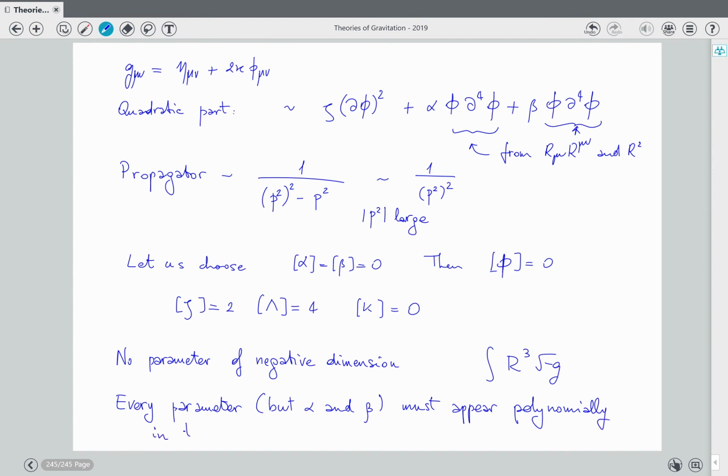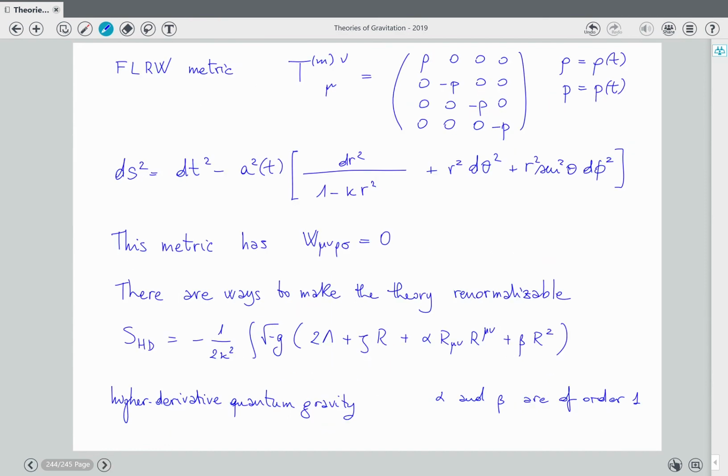In the counter terms, but alpha and beta. Why? Because check the propagator. The p to the 4th terms have coefficients alpha. The p squared terms have coefficient zeta, alpha or beta. And then you repeat the argument the other time. If you differentiate a propagator with respect to zeta, you lower the behavior at infinity.